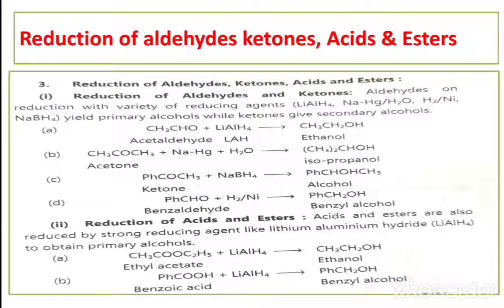And second, benzoic acid plus lithium aluminum hydride, we get benzyl alcohol. That means in the first example, ethyl acetate, that is an ester, undergoes reduction and we get the alcohol. In the second example, benzoic acid, that means an acid, plus lithium aluminum hydride undergoes reduction, we get benzyl alcohol.